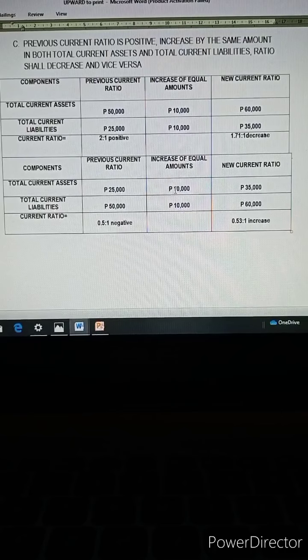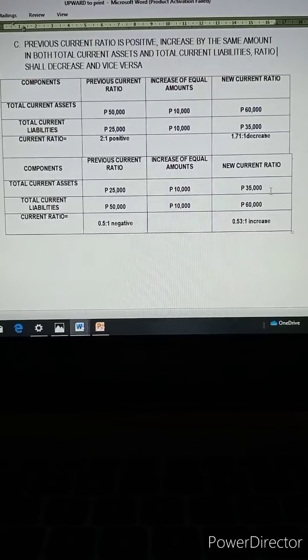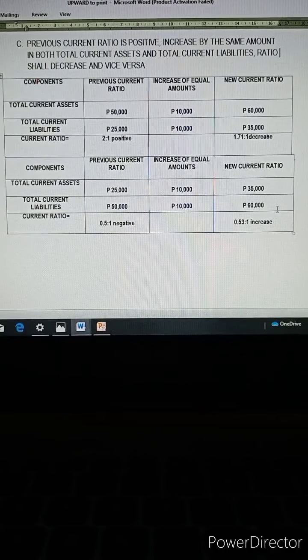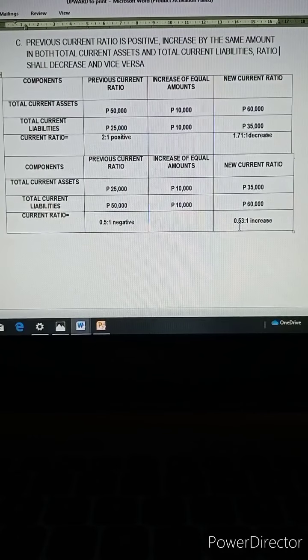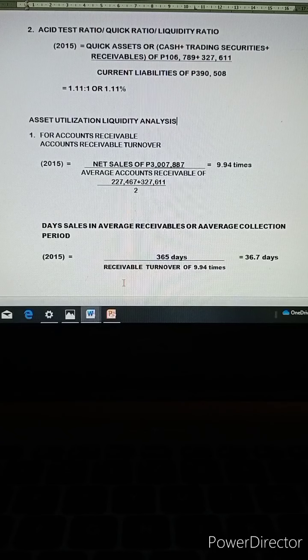So when there is an increase of 10,000 on both sides, in both the current assets and the current liabilities, now it becomes 35,000 in the assets and 60,000 on the liabilities. So the new current ratio now is 0.53:1. So it increases. Moving on to number 2, acid test ratio or quick ratio or liquidity ratio.